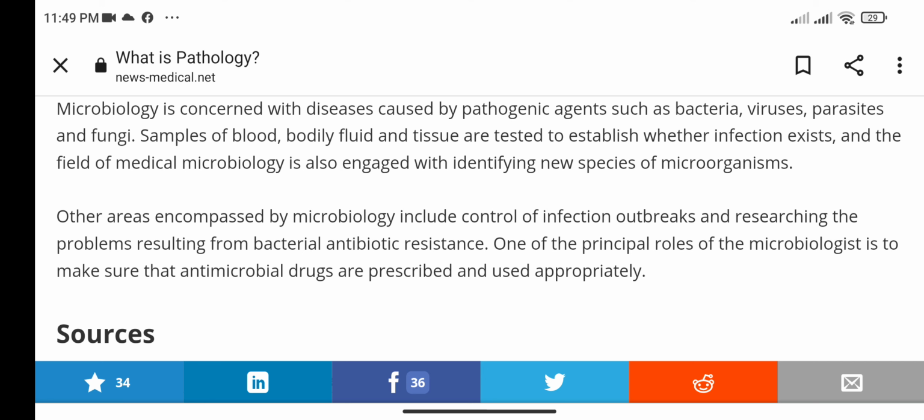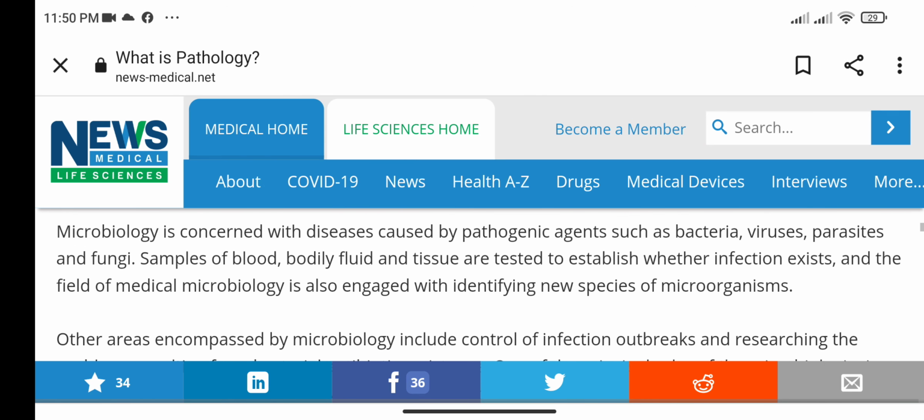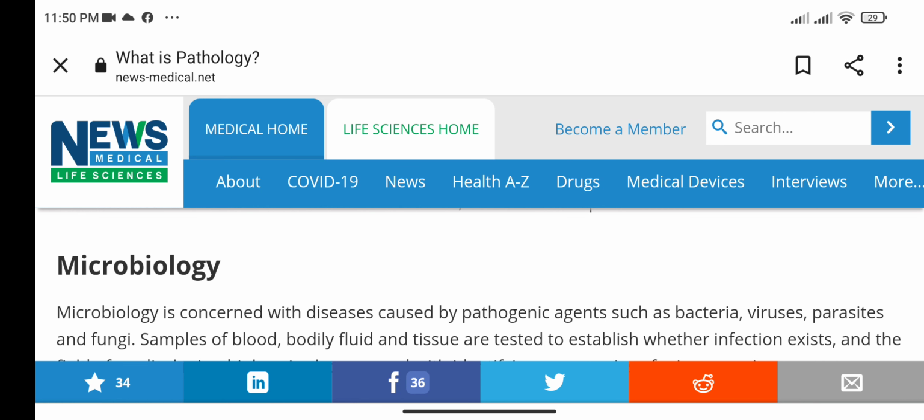One of the principal roles of microbiologists is to make sure that antimicrobial drugs are prescribed and used appropriately. All these are considered to be the sub-subjects of the pathology subject, and medical lab technologists have to work in all of these sub-subjects and subcategories.